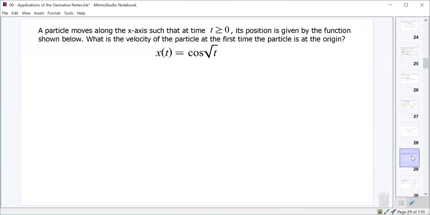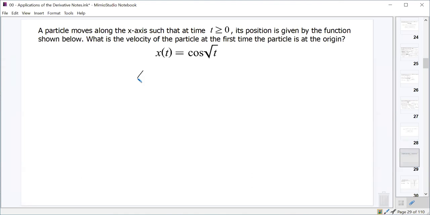And we've just got one more, a particle moving along the x-axis such that at time t greater than or equal to 0, its position is x of t equals cosine root t. And we want the velocity of the particle the first time it's at the origin. So in order to figure out the velocity at the first time it's at the origin, we need to figure out when it's at the origin, what t value this particle is at the origin.